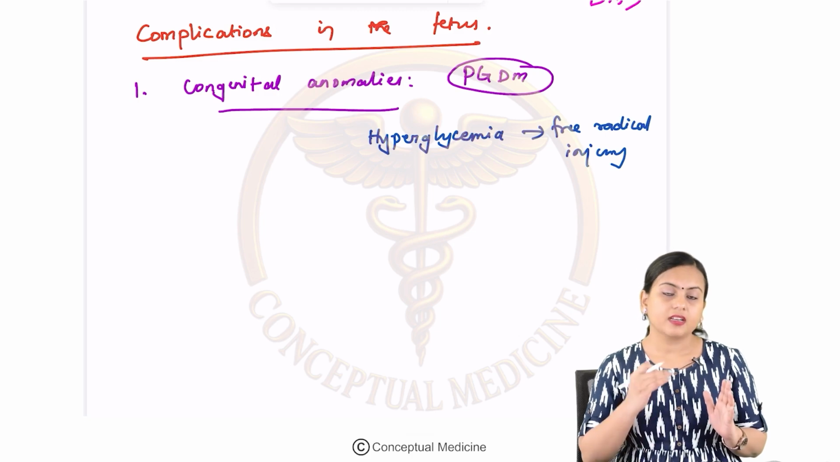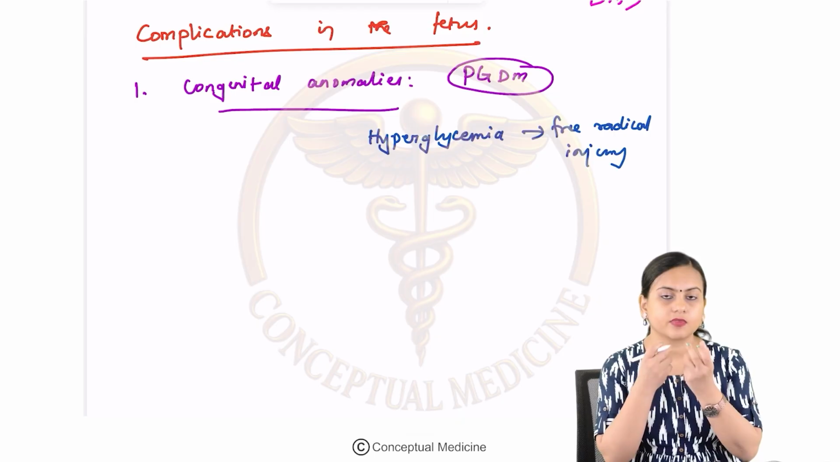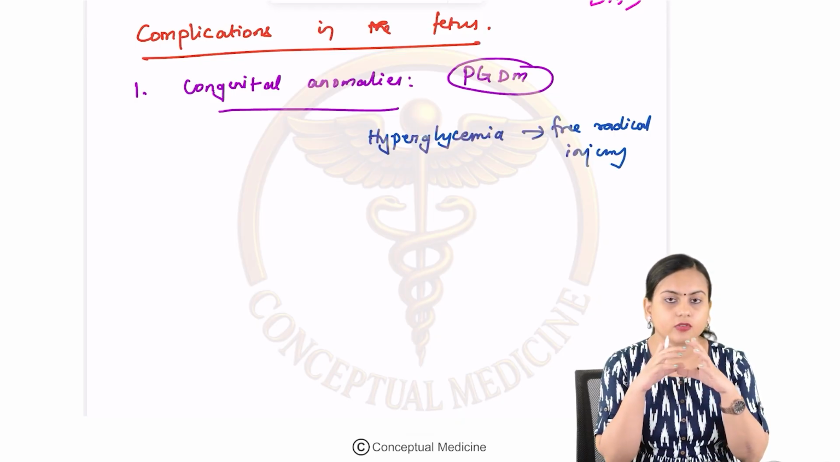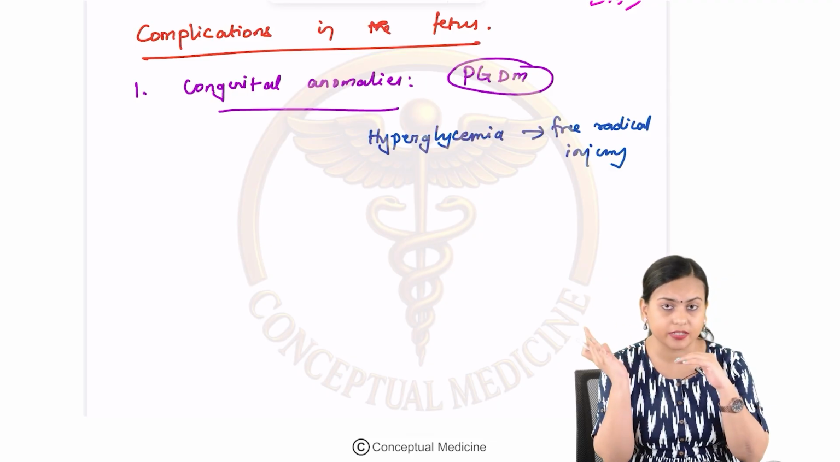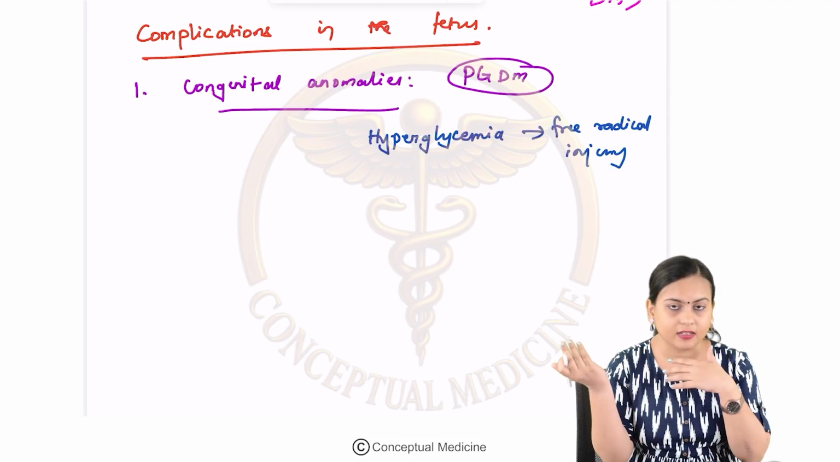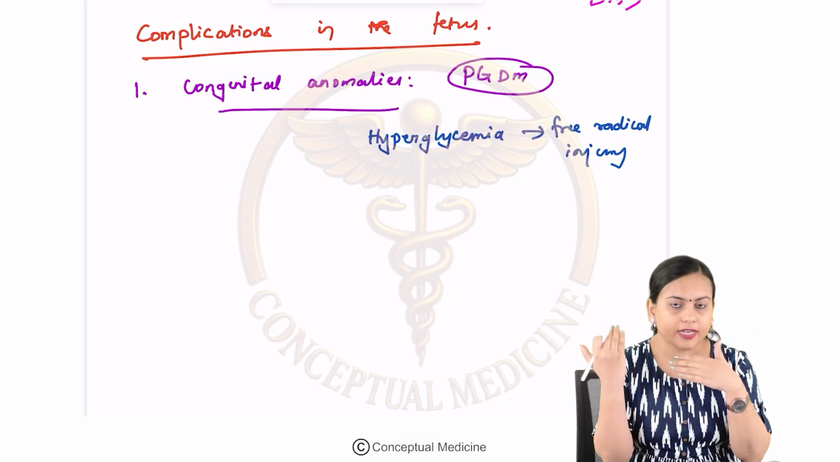Clear? But when it comes to gestational diabetes mellitus, most of the organ systems would have formed in the baby, and so these congenital malformations are not seen in a case of gestational diabetes mellitus. But other complications can occur. But regarding congenital malformations or anomalies, it is not going to happen in the case of gestational diabetes mellitus.